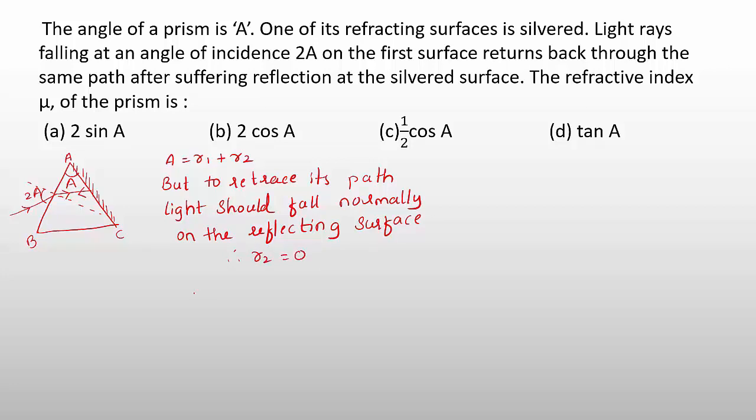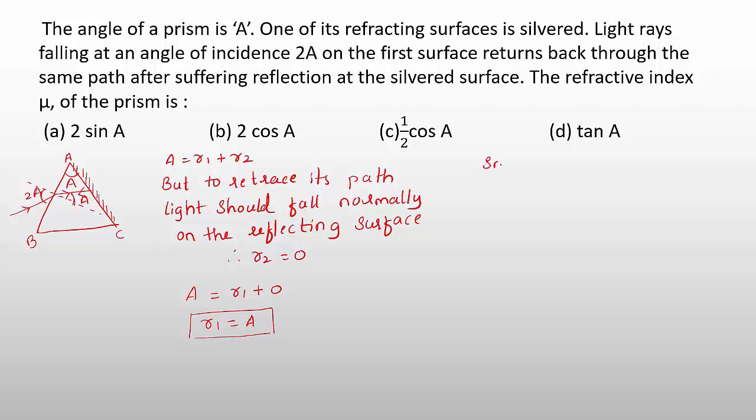So now you can observe the above equation, A equal to R1 plus R2, R2 is 0. So we will get R1 is equal to A. So the angle of refraction here is A. Angle of incidence is 2A, angle of refraction is A. Now we got I and R values. Now directly we can use Snell's law.